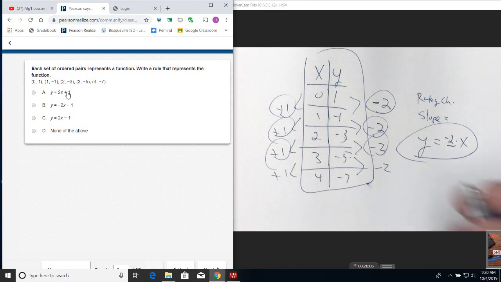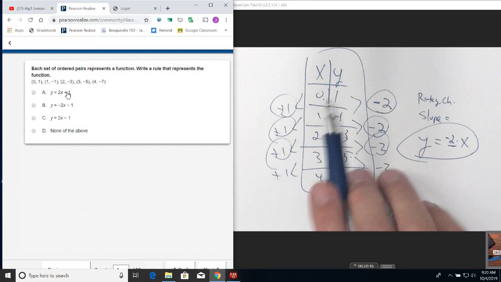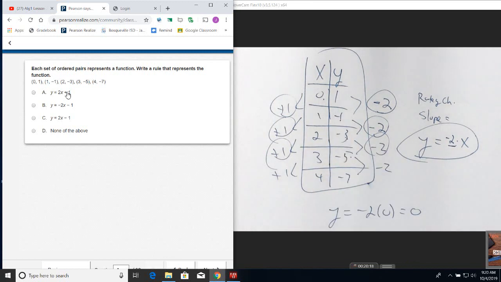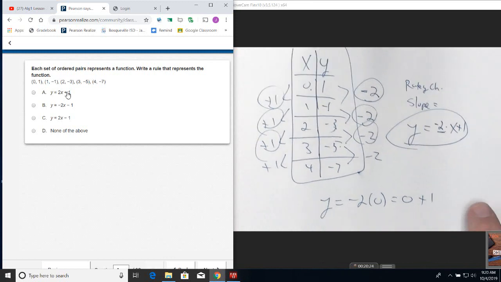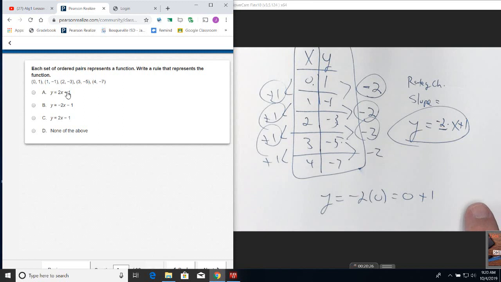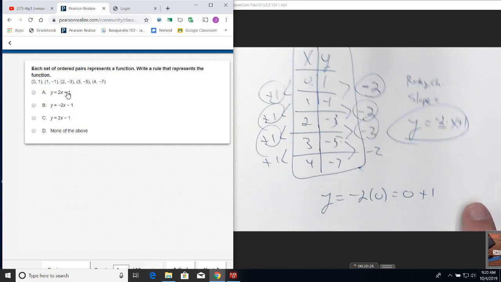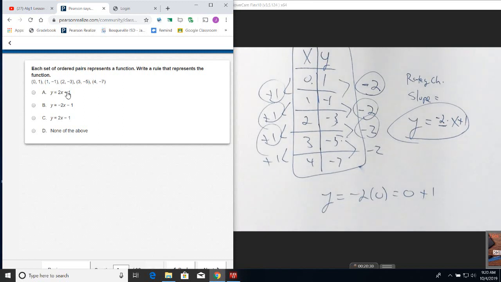And that works for all of those, right? So plug in a 0 and see. Is y equal to a negative 2 times 0, which is 0? Nope, it's supposed to be a 1, right? So how do I get that to become a 1? Maybe if I just add 1 to the end of it. That would work for the first one. Does it work for the rest of them? Well, let's just plug them in the calculator and see.